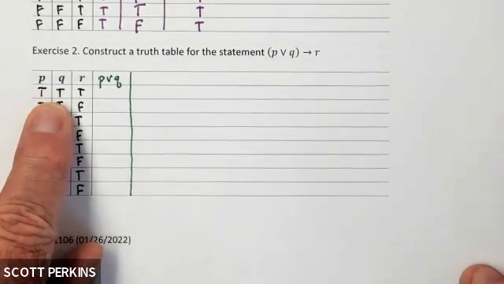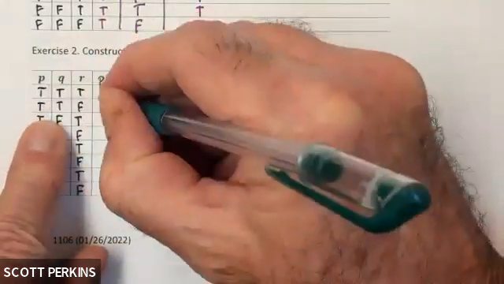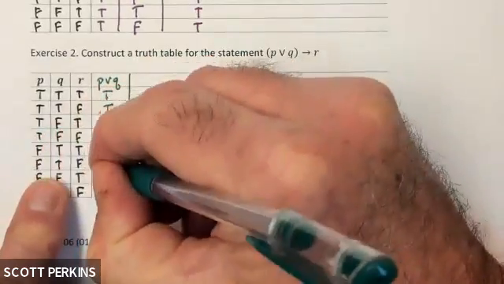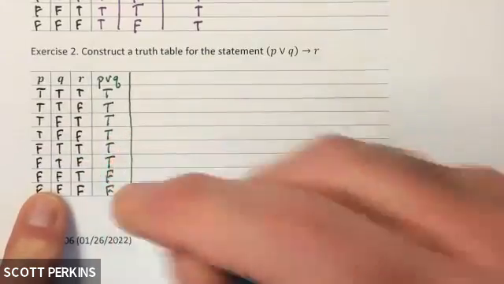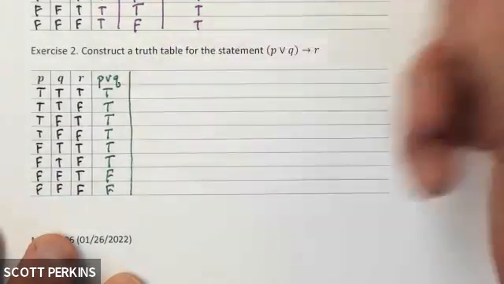And so when either one is true, so we've got true or true, true or true, true or false, true or false, false or true, false or true. So we're going to see that the first 6 rows all have a true. The last 2 are false. The conditional statement, that's the only thing I need to do.